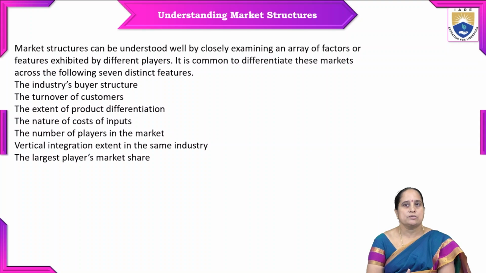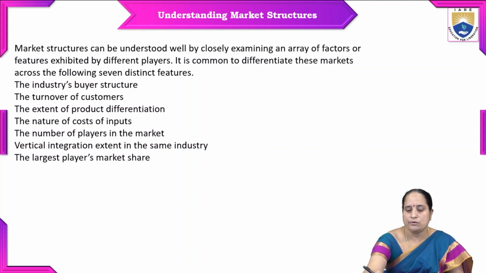How to understand the market structures? Market structures can be understood well by closely examining a few factors or features exhibited by different players. It is very common to differentiate these markets across the following seven distinct features. The first one is the industry's buyer structure, what kind of industry it is, and the number of buyers and number of sellers. Then the turnover of customers, the extent of product differentiation, nature of cost of inputs, the number of players in the market, vertical integration extent in the same industry, and the largest player's market share. So we decide the buyer structure.